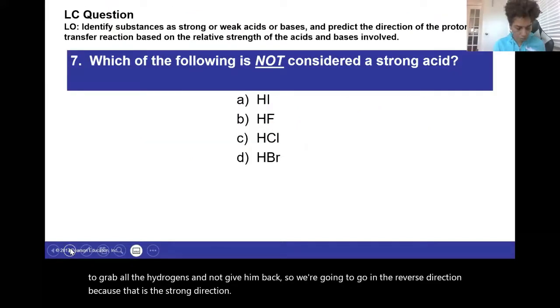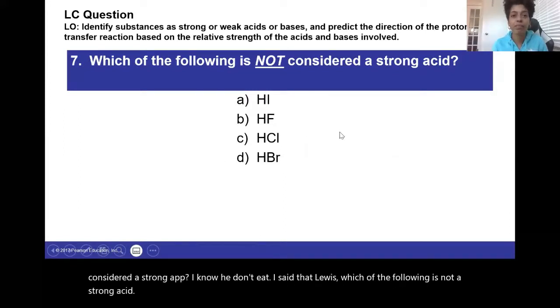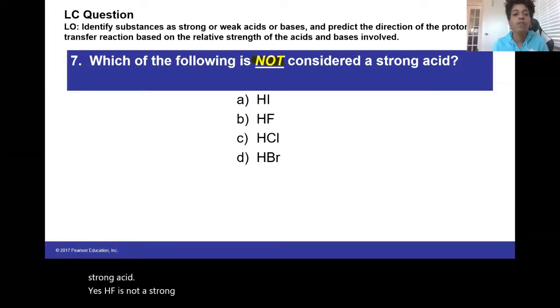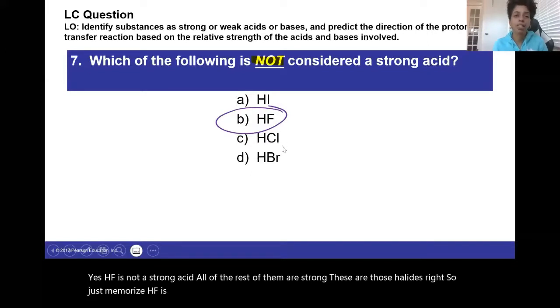Let's speed through these right quick. Which of the following is not a strong acid? Yes, HF is not a strong acid. All of the rest of them are strong. These are those halides, right? So just memorize HF is weak and all the rest of them are strong.